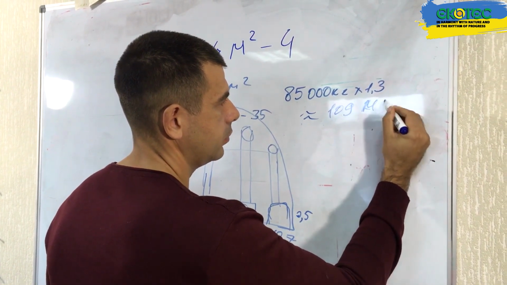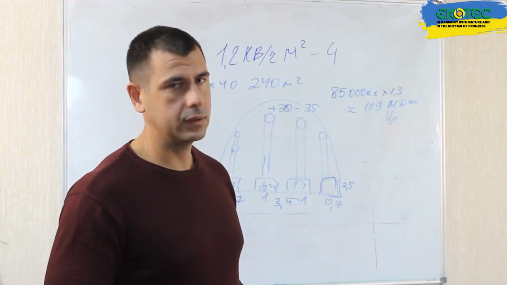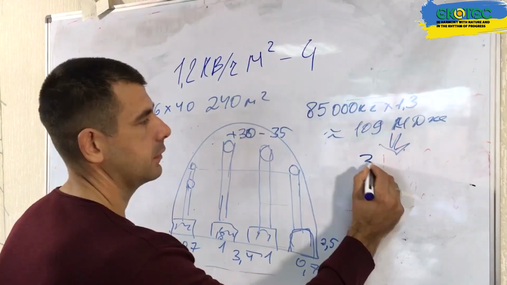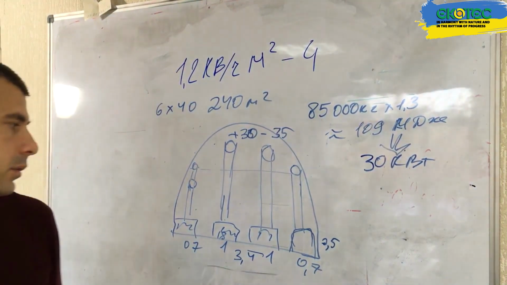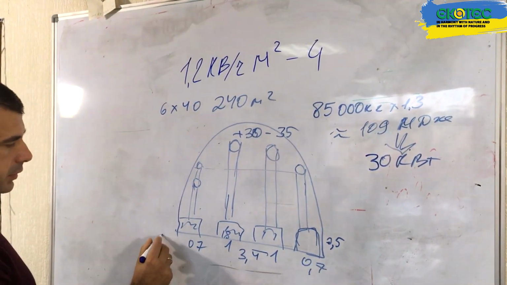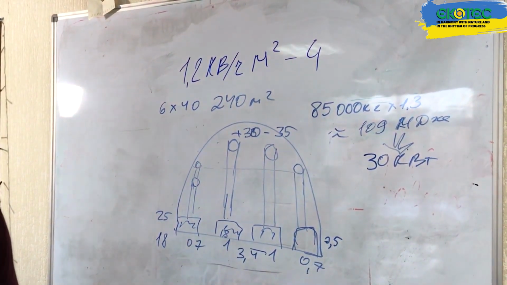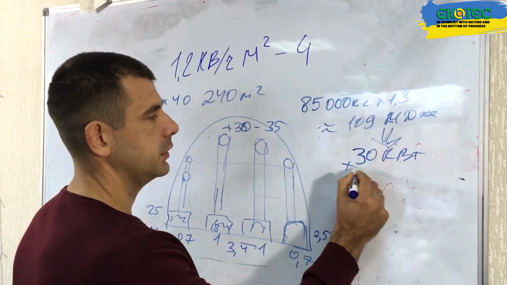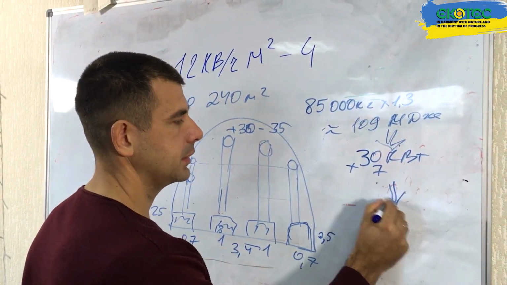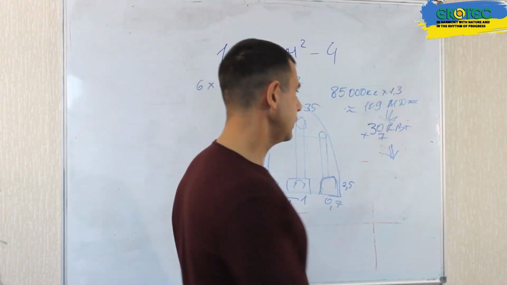Now, how much thermal energy can we capture? We have 4 fans of 1,350 cubic meters per hour each, which is 5,400. And the performance of our fans is 1,350 multiplied by 4, which is 5,400. Let's take 0.9 efficiency, taking into account all losses, which is about 4,800. This is the volume of air that is passed through the pipes per hour.